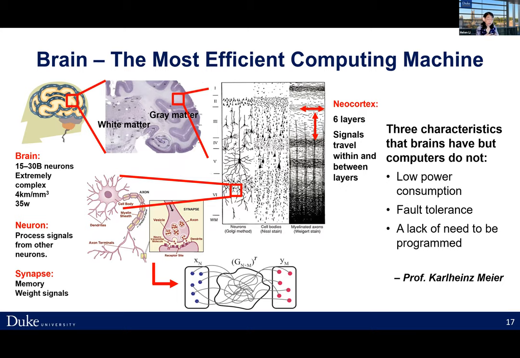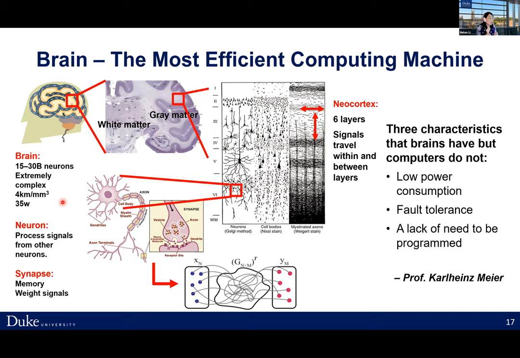So in order to build neuromorphic computing, a rough understanding of our human brain would be helpful. If you take a look at a very top view of our brain, it in fact has a complex structure. It contains about 20 billion neurons. It exhibits very complicated connections, but its power consumption is very low compared to existing computing systems.